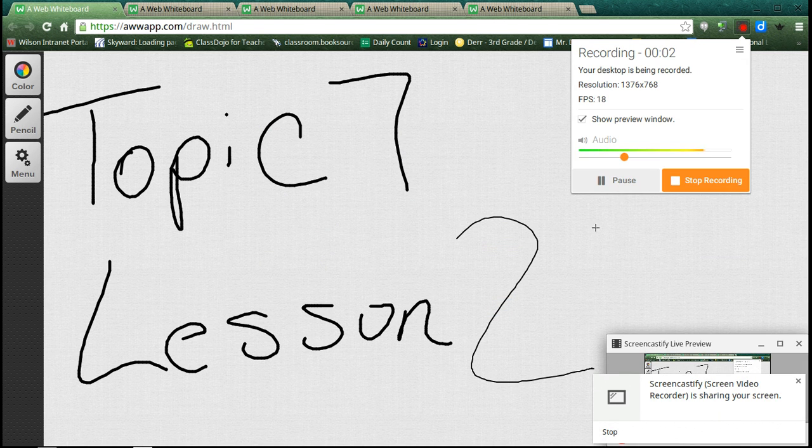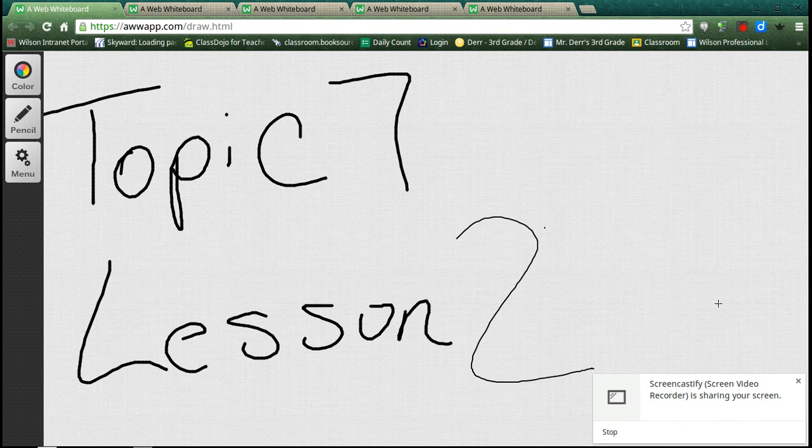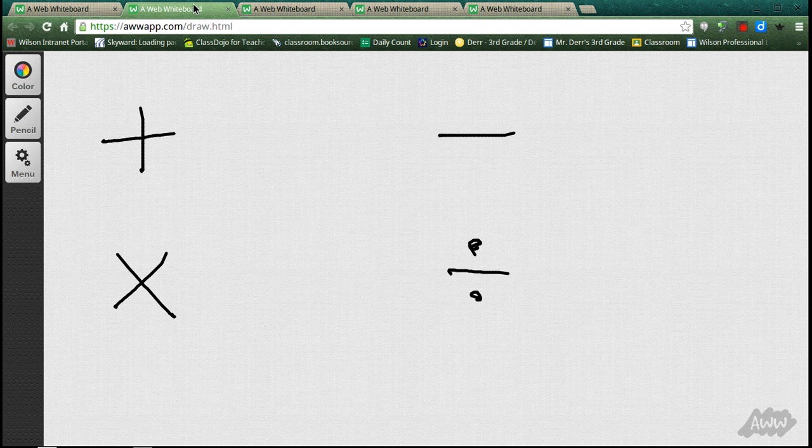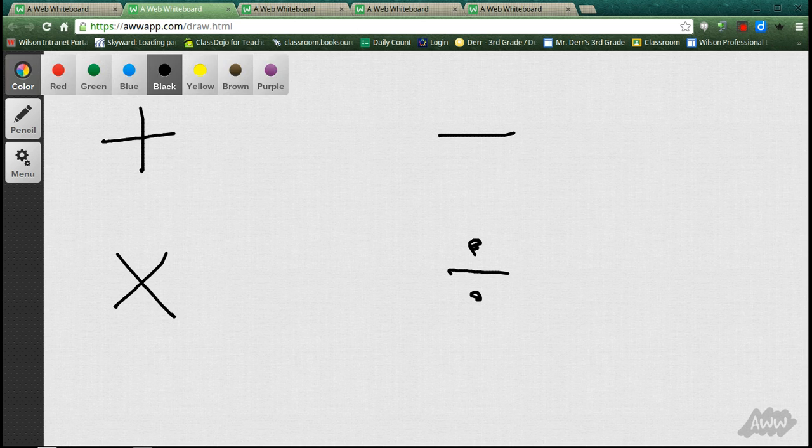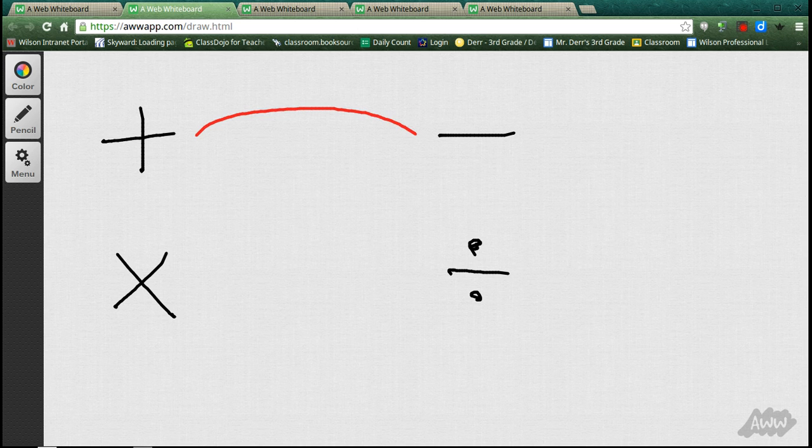All right, so here we go with topic 7, lesson 2. We're talking about division again, but this time as repeated subtraction. And I want you to think about the relationship of these types of problems. Addition and subtraction are the opposites of each other. And we said that multiplication and division are the opposites of each other.